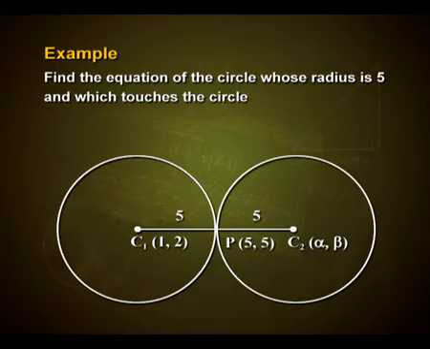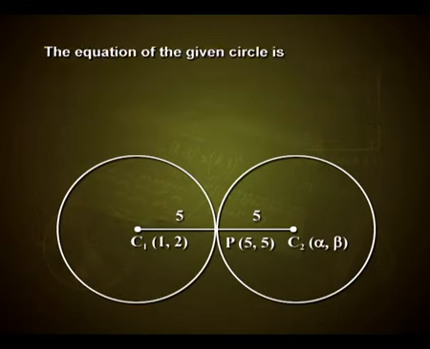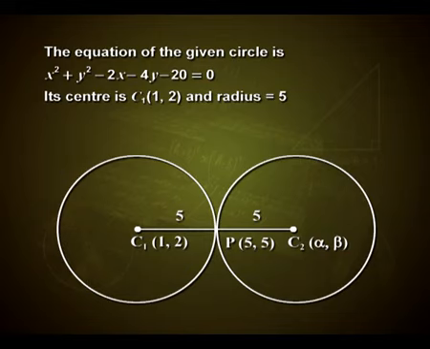Now, let us look into another example. Find the equation of the circle whose radius is 5 and which touches the circle x square plus y square minus 2x minus 4y minus 20 is equal to 0 externally at the point (5, 5). We can see in the figure here. The equation of the given circle is x square plus y square minus 2x minus 4y minus 20 is equal to 0. Its center is C1 (1, 2) and radius is 5.